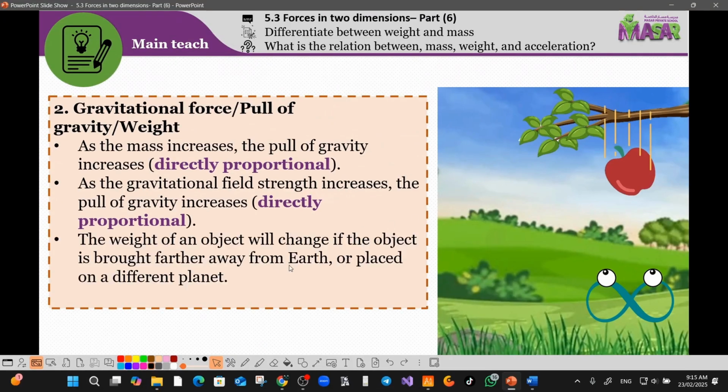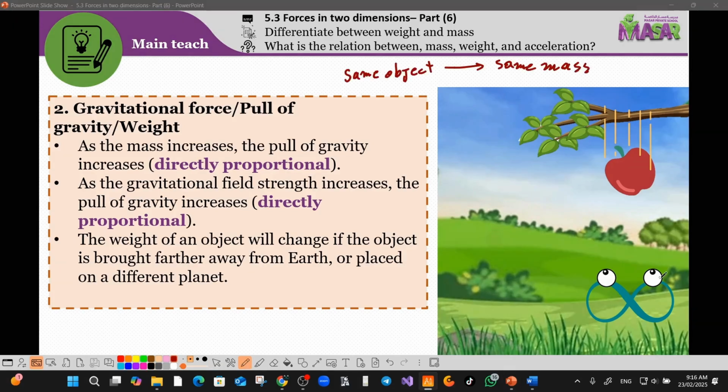Now, the weight of an object will change if the object is brought farther away from Earth or placed on a different planet. So if we send Mr. KK to other planets such as the Moon, and we want to measure his mass, it will remain the same because we have the same body on the other planet. However, what will change here is the g because we have changed the planet, which means we will have a new pull of gravity. If somehow we change the mass, which means we change the object, then we will experience a new pull of gravity.